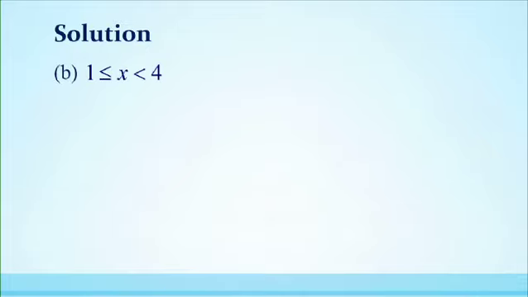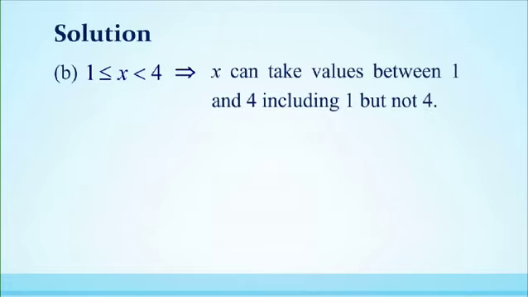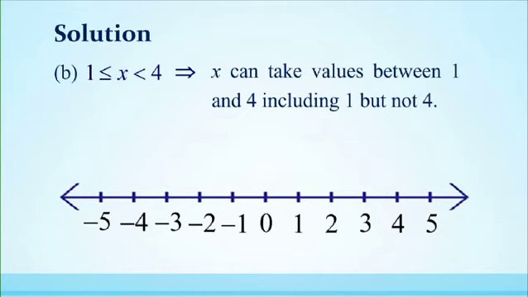We take another example now. Part B, x is greater than or equal to 1 but less than 4. Now what does that mean? It means that x can take values between 1 and 4. You should include 1 but not 4. Why? Because in the inequality sign you don't have the equal, right? So when you represent it on a number line, the circle on the 1 is shaded, but the circle on the 4 is not shaded. And you're done.